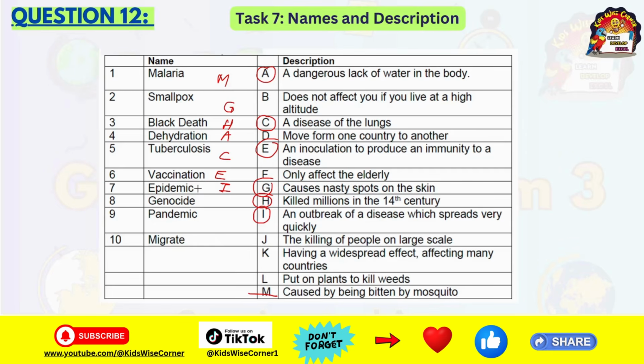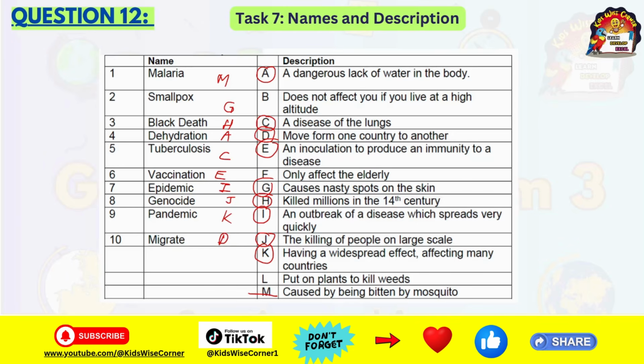Genocide. A genocide is mass killing of people. The killing of people on a large scale is genocide. Pandemic. Pandemic is a worldwide effect, having a widespread effect affecting many countries. Migrate. Migrate means moving from one country to another. So moving from one country to another is D.